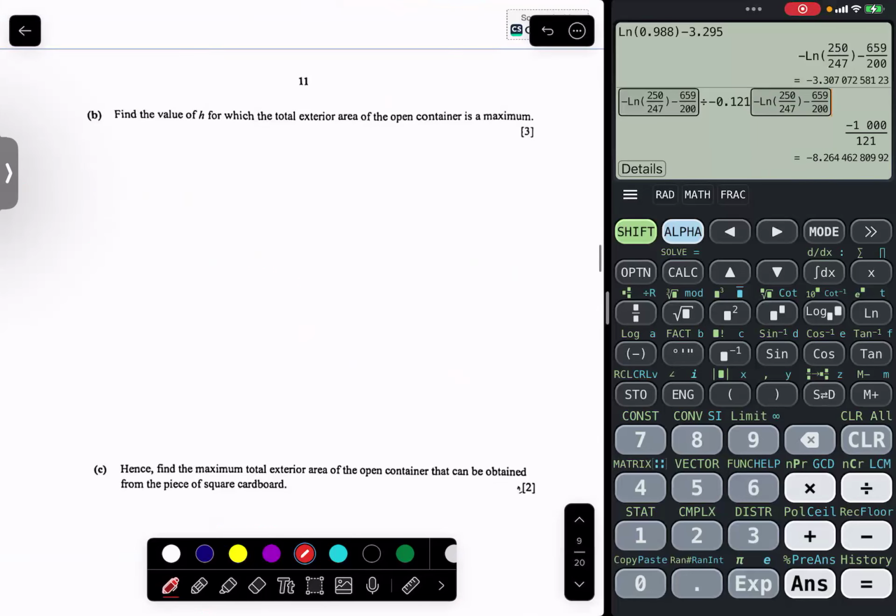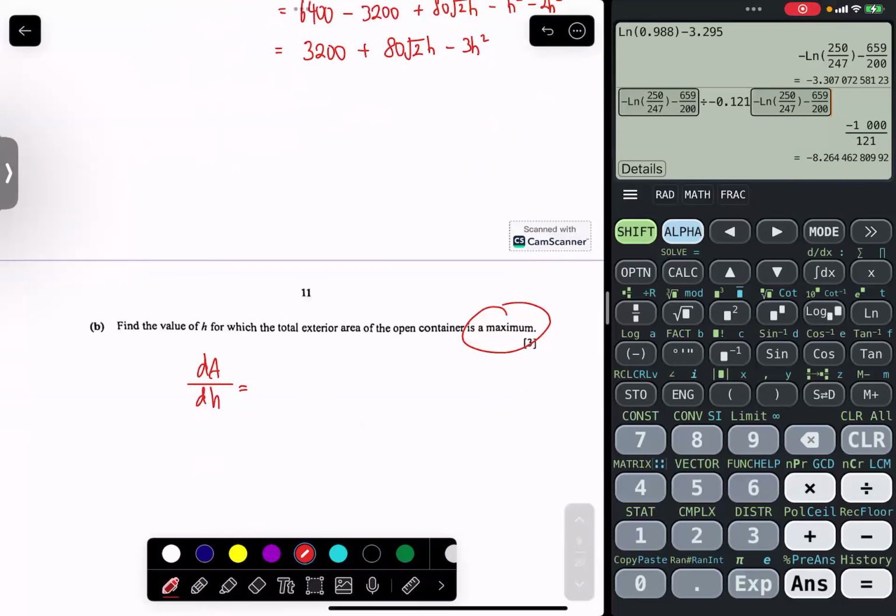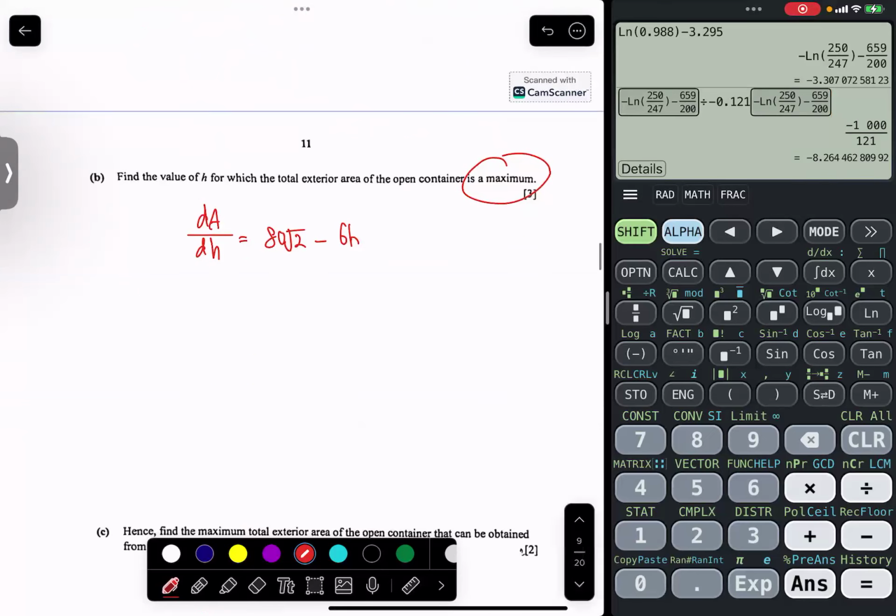Find the values of h for which the total exterior of the open container is a maximum. For it to be a maximum, we need to find the stationary point first. So we have dA/dh equals 80 square root 2 minus 6h. When dA/dh equals 0, 6h equals 80 root 2, h equals 80 over 6 root 2.